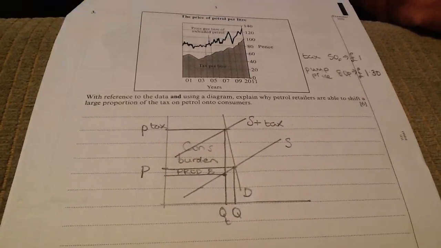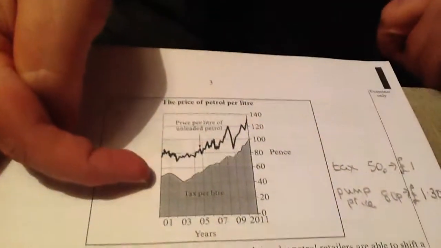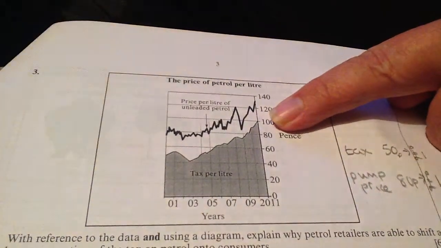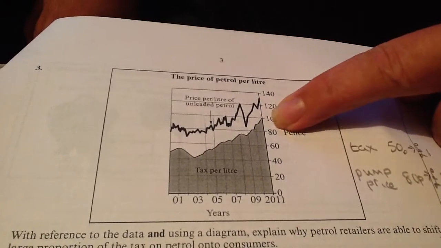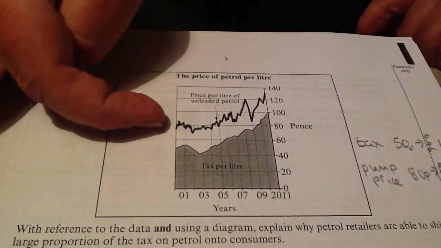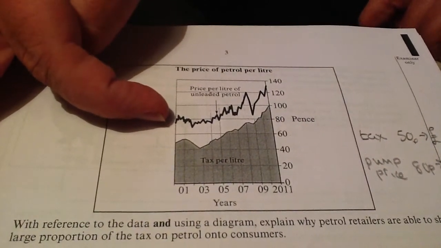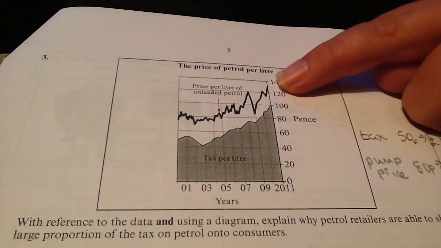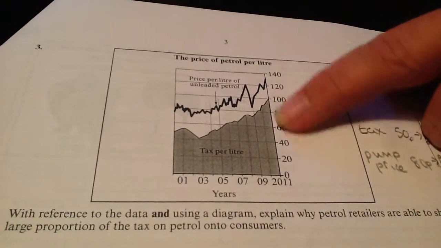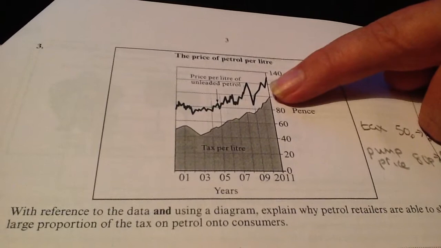Now what we see in 2001 is that the tax on petrol is about 50p. By 2011, a decade later, the tax on petrol is about £1. The pump price was around 80p in 2001, whereas the pump price was £1.30 a decade later. So almost the entire rise in tax has been passed on to the pump price.